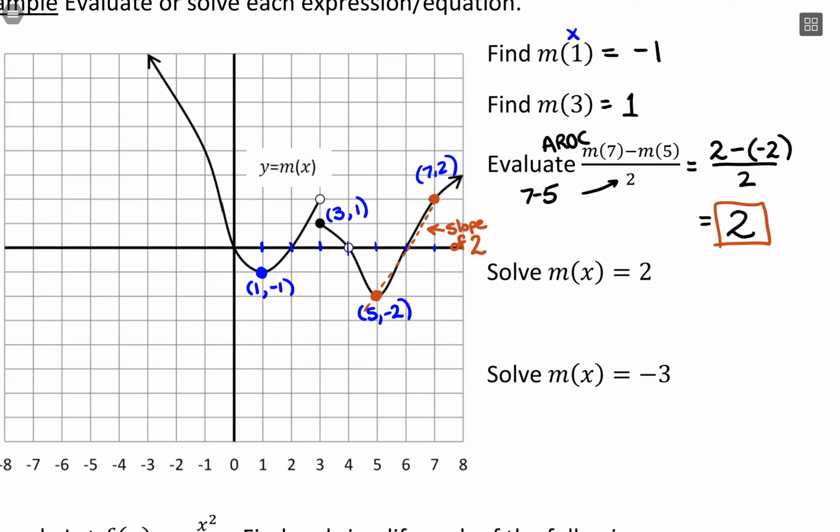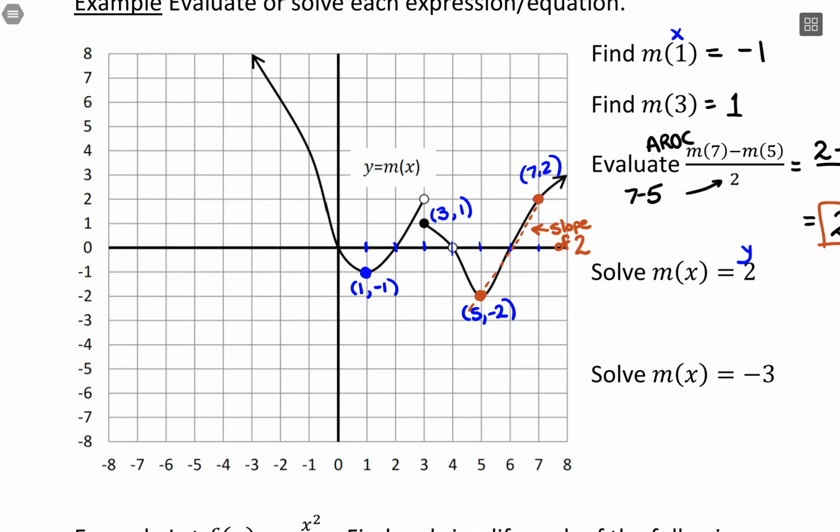All right, m of x equals 2. Now what we're being given here is the y value. So with these, we think kind of horizontally. What I would do is think of at y equals 2, I would visualize this horizontal line. And what I want to do is include every point where we intersect with that y equals 2. So like here we have this coordinate, let's call that about negative 1/2 with a y of 2.